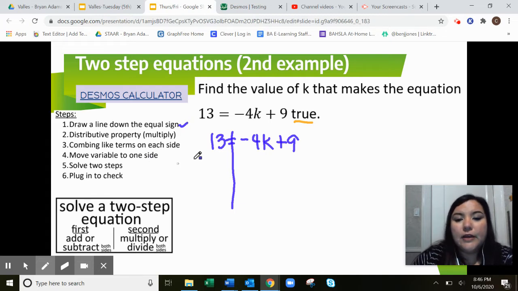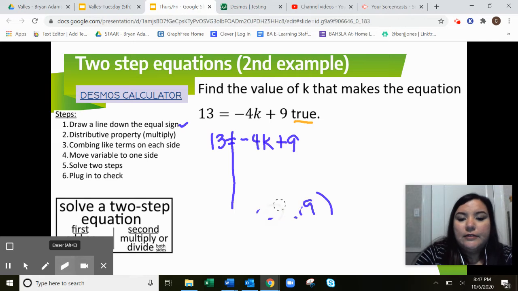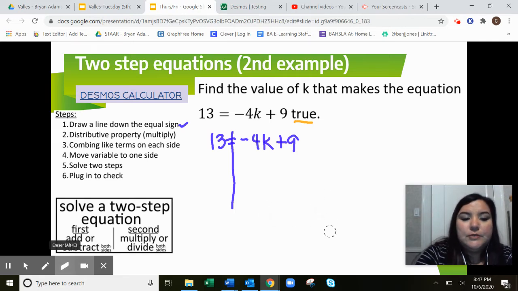If I look at my equation, I don't have parentheses, right? Distributive property, remember, is something like this. I don't have anywhere in my equation that looks like that, so I don't need to worry about that. Therefore, I'm just going to check it off.